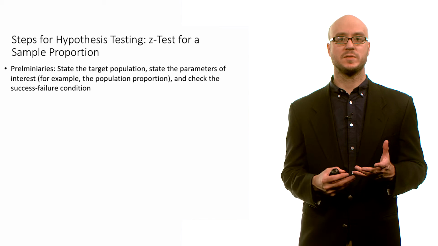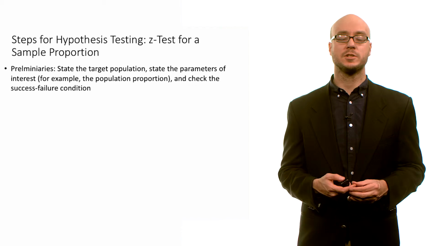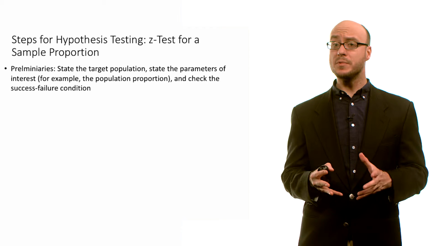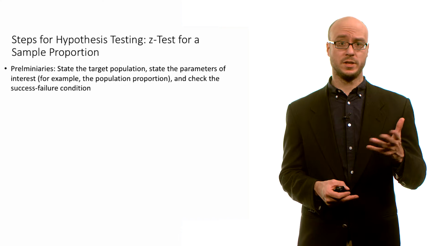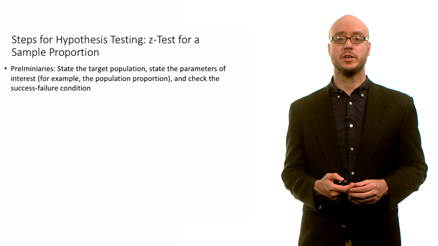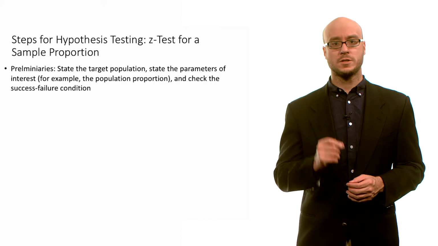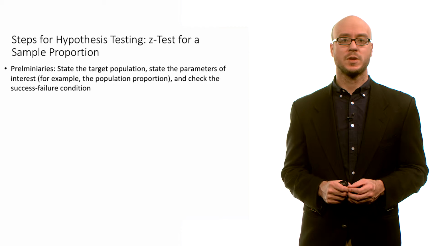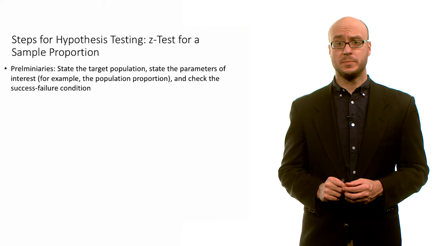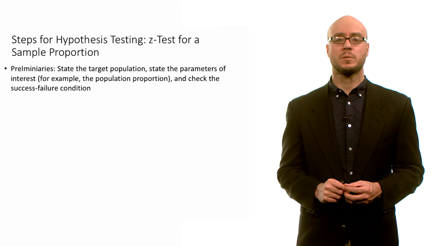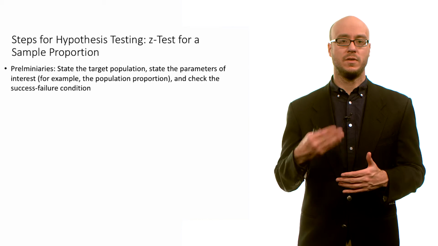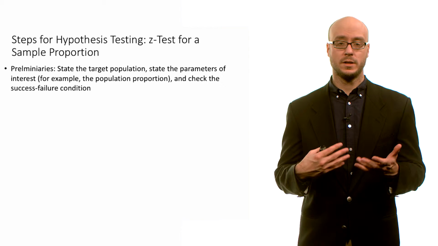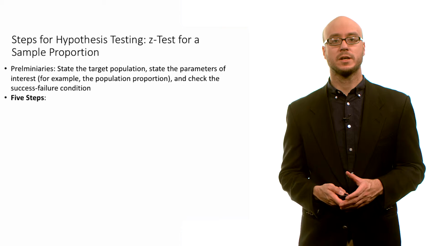Then you want to state the parameters of interest. So in this case, we're interested in the population proportion. But it's always good to double check, because maybe you're actually interested in some other quantity about a population. Maybe it's the mean of that population that you're interested in. And then, of course, when we deal with a proportion, we want to check the success-failure condition. Again, this is an assumption about the population, but we can use our sample proportion to assess how confident we are in terms of violating or meeting that success-failure condition.